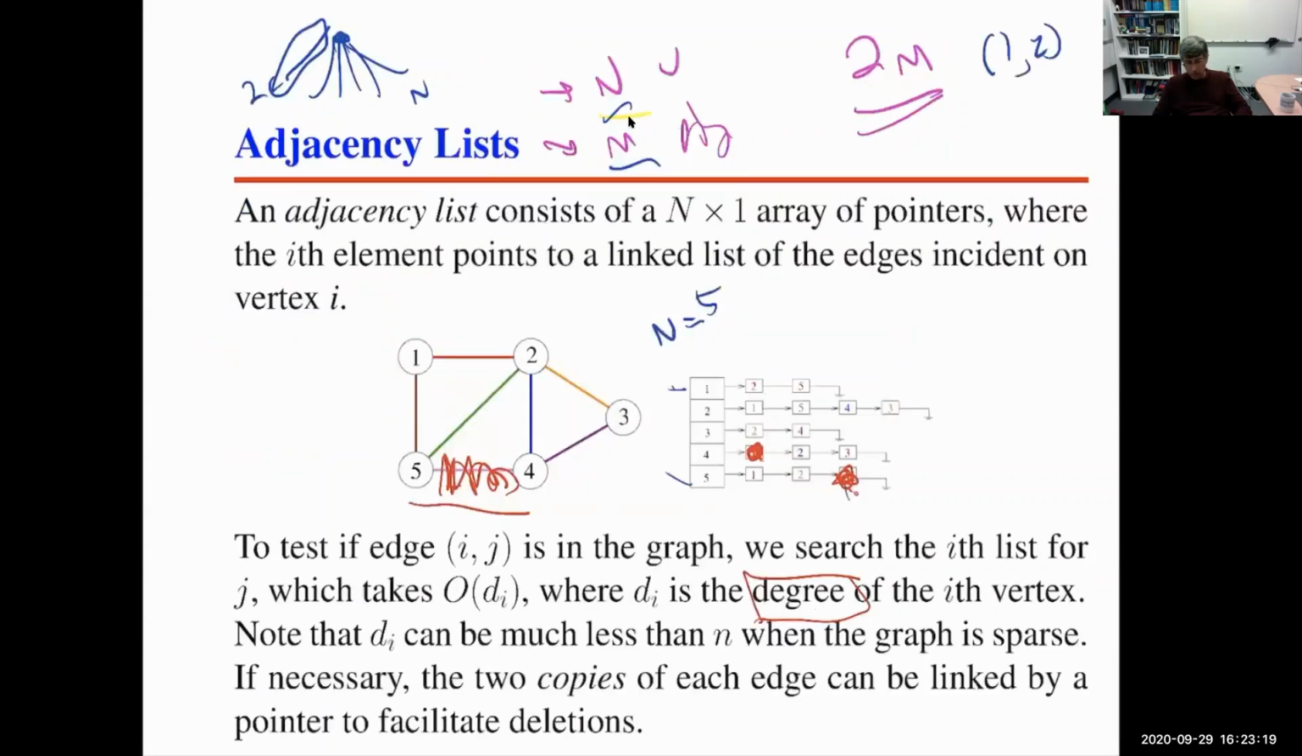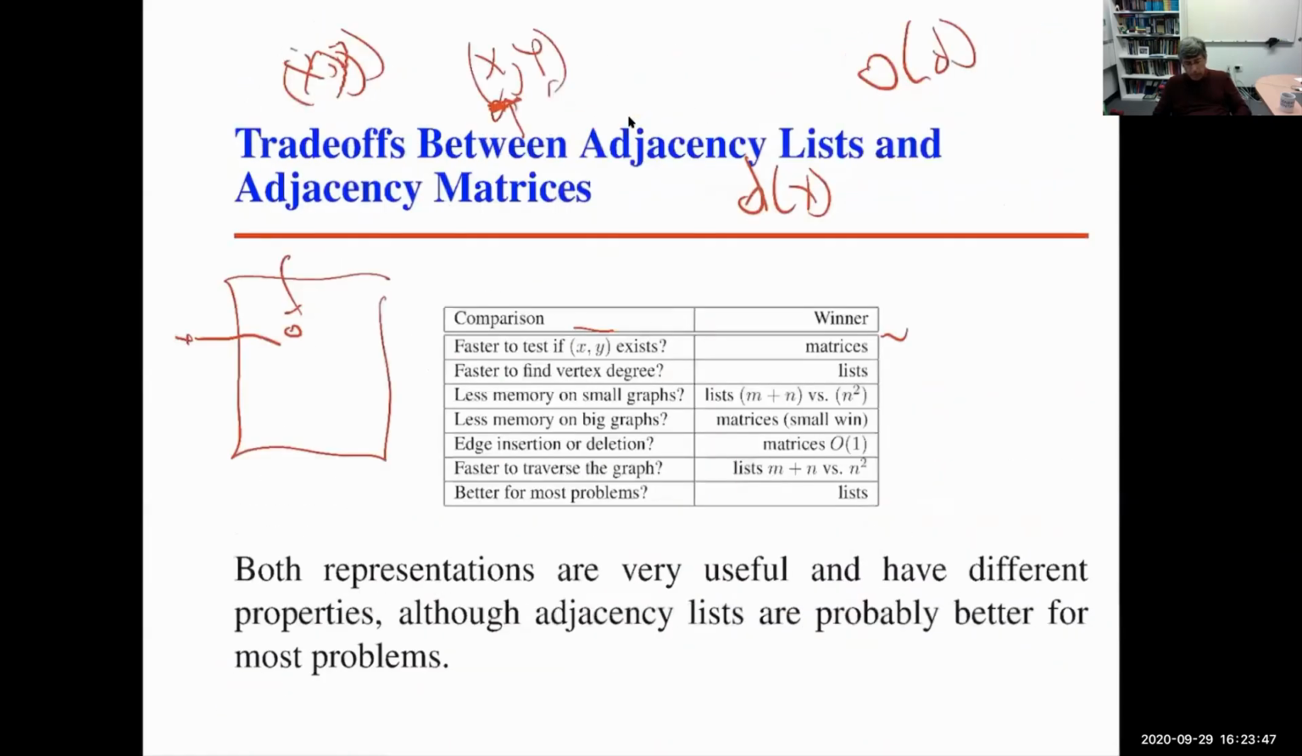Come back here. What is the degree of vertex 4? Vertex 2? Does anybody want to tell me? 4. Why is it 4? You just count the number of elements, children. Basically, I go bop, bop, bop, bop. The number of things till I hit a nil pointer is the degree. So to find the degree of a vertex in an adjacency list, this should be order D, the degree.